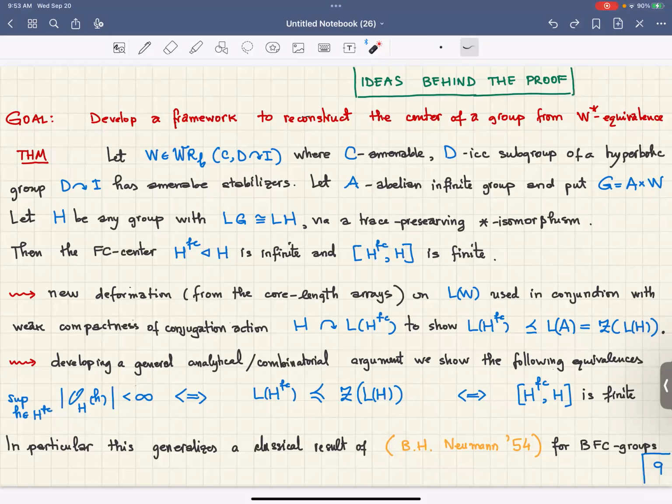I will just mention this and then I will stop. There were multiple things in the proof, because you kind of need to reconstruct the center first.